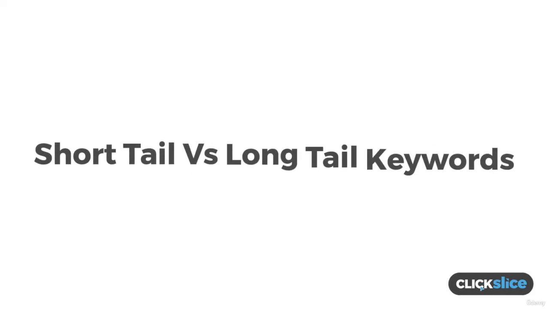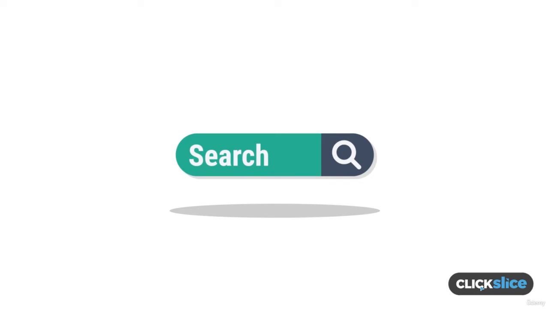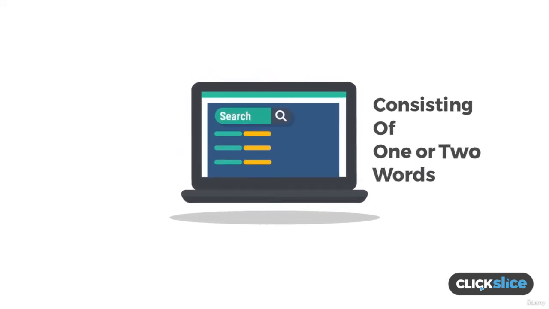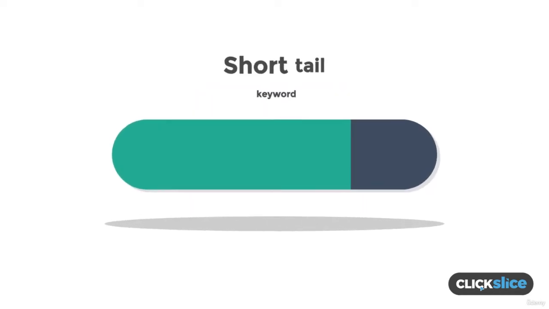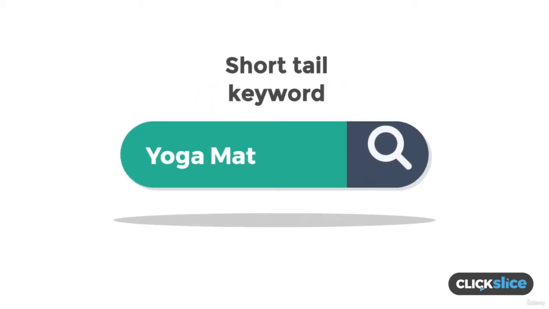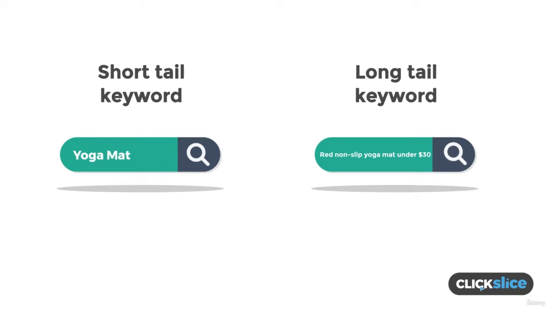Short tail versus long tail keywords. Short tail keywords are general search queries consisting of 1 or 2 words. Long tail keywords, on the other hand, consist of 3 to 5 or even more words. An example of a short tail keyword is yoga mat. An example of a long tail keyword is red non-slip yoga mat under $30.